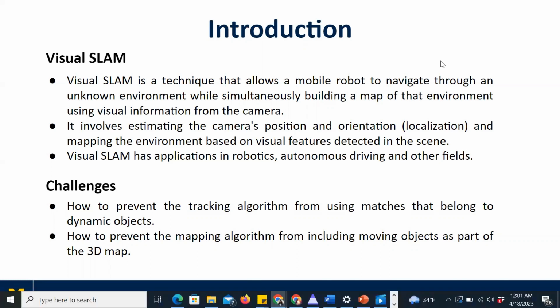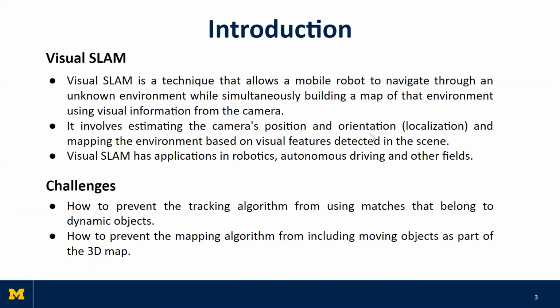But the challenge with Visual SLAM is dynamic objects. Since dynamic objects change position in each frame, they can cause inaccuracies in the tracking and mapping algorithm.